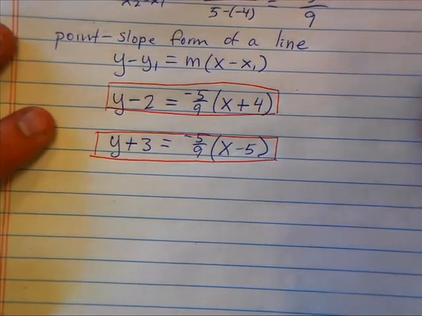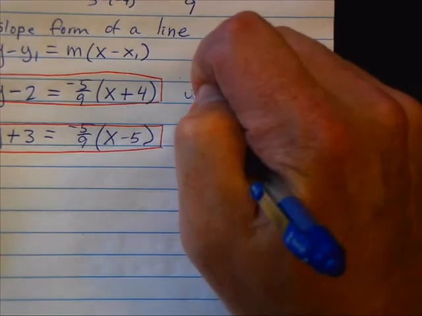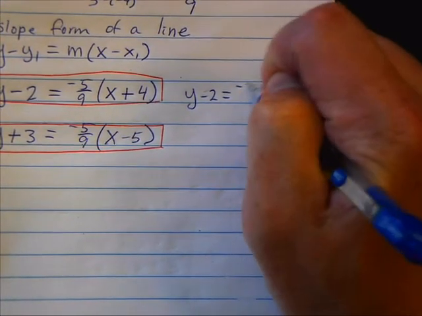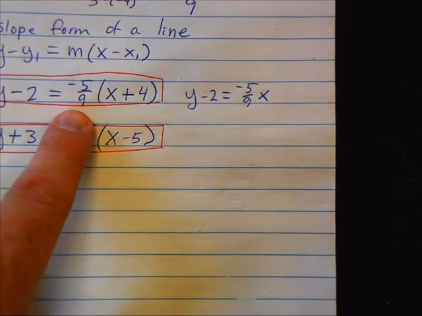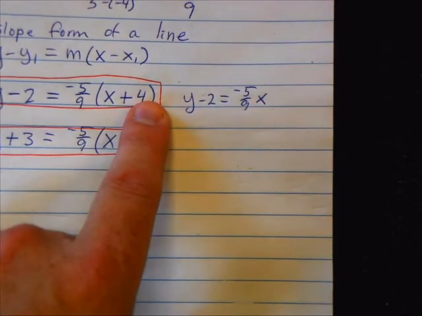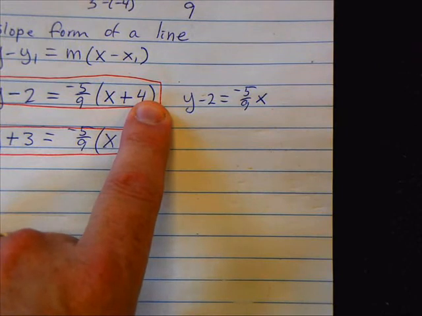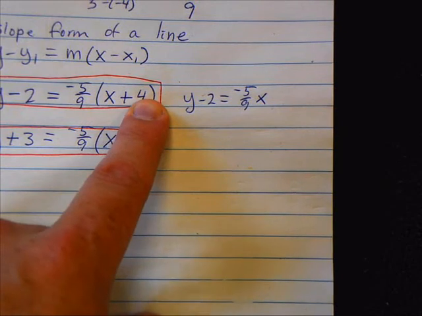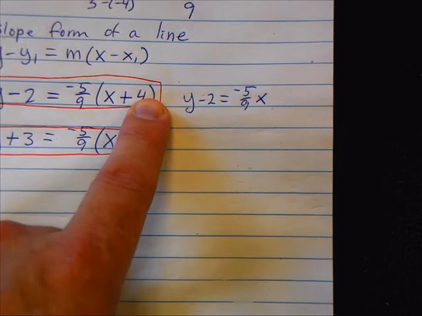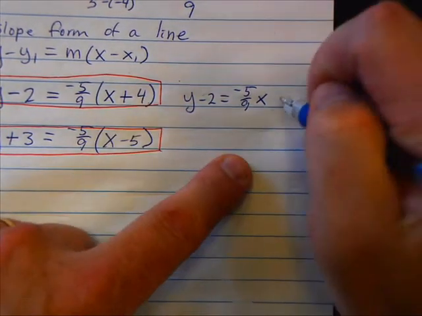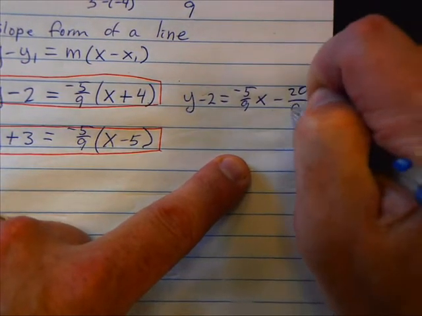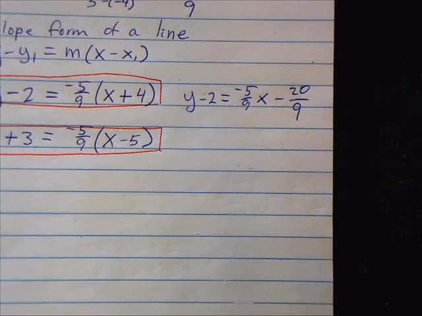So I would have y minus 2 equals minus 5/9 x. All right, now what's minus 5/9 times 4? Negative 20 over 9. Think of 4 as being 4 over 1. Multiplying fractions isn't too hard. You multiply tops, multiply bottoms. So think of 4 as being 4 over 1. Multiply your tops, negative 20 over 9. And then finally, to get the y all by itself, I have to add 2.